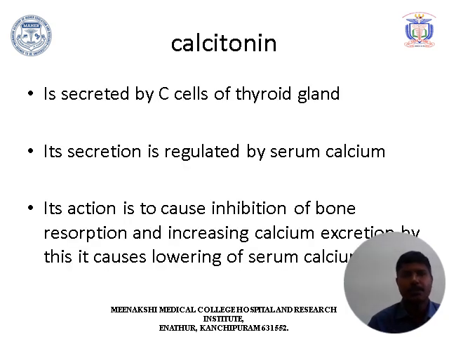Coming to calcitonin hormone, its action is directly opposite to parathyroid hormone. It is secreted by the C cells of the thyroid gland, and its secretion is also regulated by the serum calcium level. When the serum calcium level is high, calcitonin is stimulated to be produced. When it is produced, it acts to inhibit bone resorption of calcium and also increases calcium excretion in the kidney, thus reducing the calcium level in the blood.